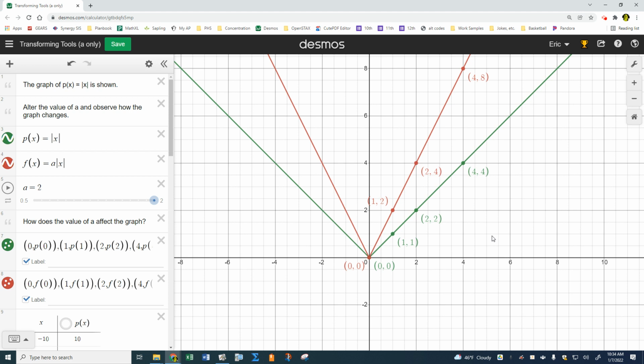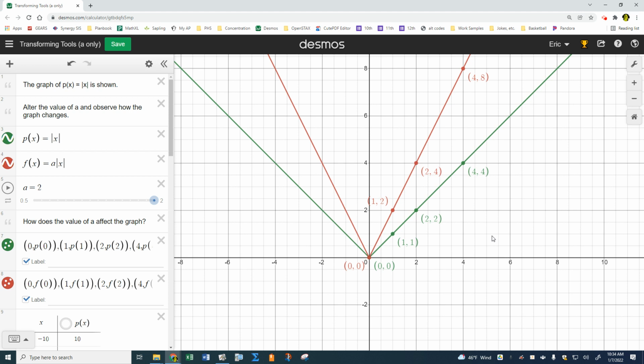So we could think of it this way. For the red dilated function, where we've multiplied our absolute value function by 2, look what happens. When we go over 2, we go up 2 times 2. When we go over 3, we go up 3 times 2. We go up to 6. We go over 4, we go up 4 times 2. You get the idea? Okay?